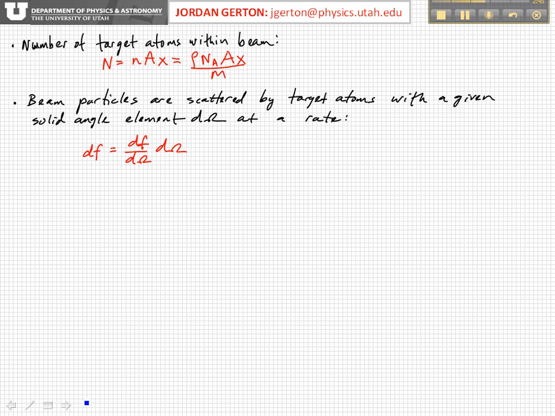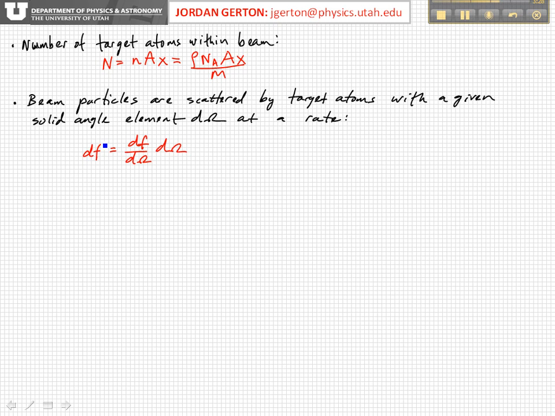Okay, and so we can define the rate that target particles are scattered into a particular solid angle element d omega as df. Okay, this should have units of number of particles per unit time. And just generically, defining the differential solid angle d omega, this function f, which is the rate at which beam particles are scattered into a particular solid angle element d omega, is df d omega times d omega. So this is just generic.